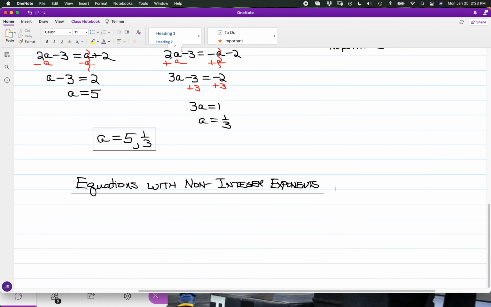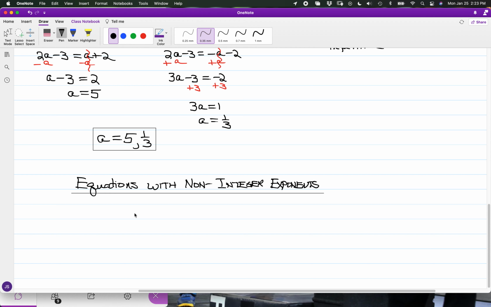Okay, so we have equations with non-integer exponents. Again, we have an exponential base a to the m over n degree, which is equal to the nth root of a to the m. So if I have a fractional exponent and I rewrite it as a radical, it is the denominator that indicates the type of radical that will be dealt with.